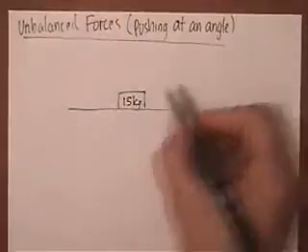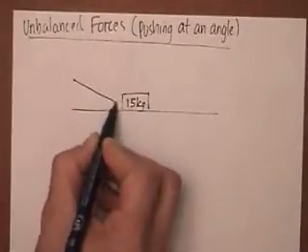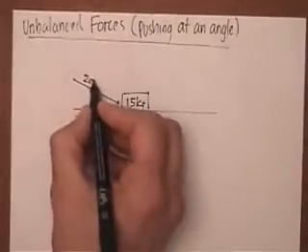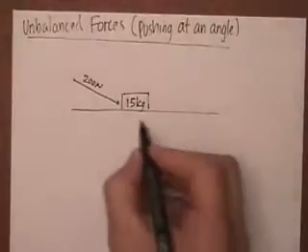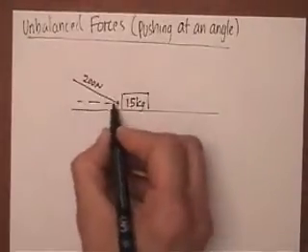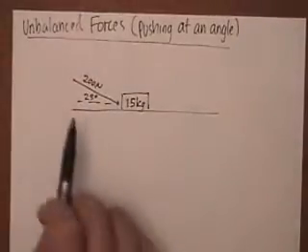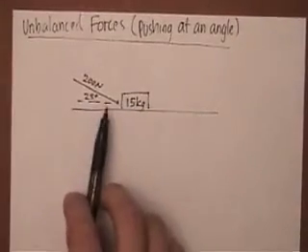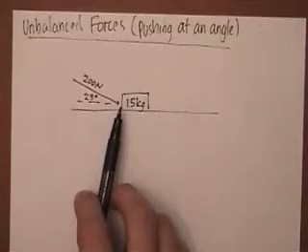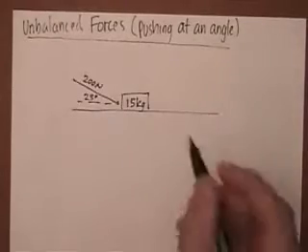There's an applied force. It was going this way, but now we're going to apply the force downward. Still going to be 200 newtons. And the angle that it's going to be applied at, still going to be 25 degrees. If you're pushing down at this angle, you're still going to have a force of friction that's going to be trying to oppose that motion.